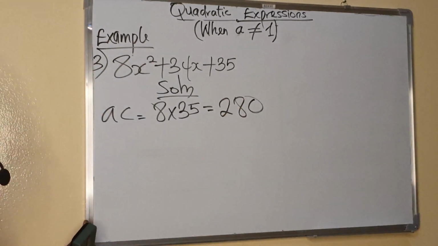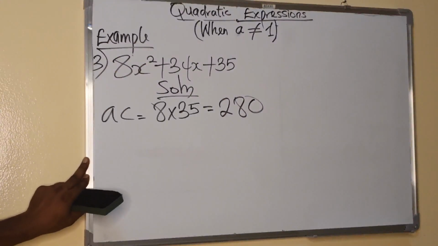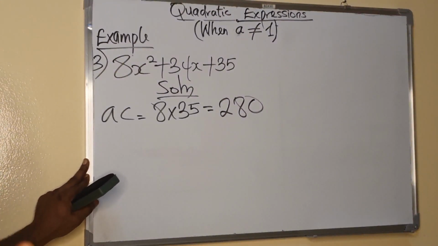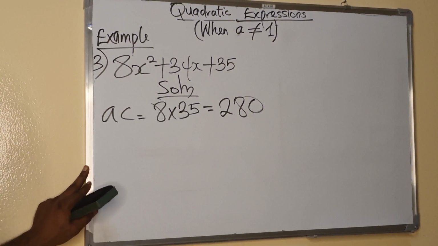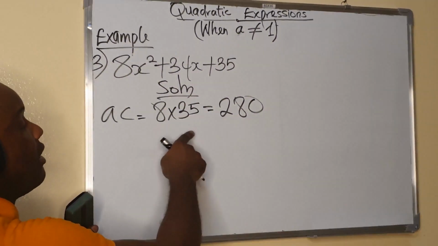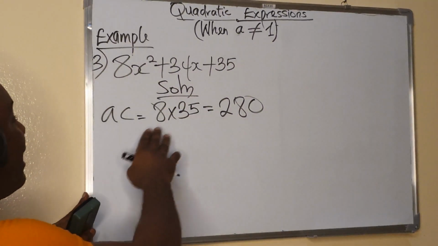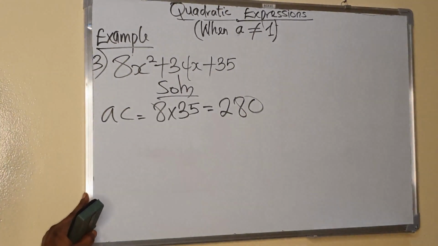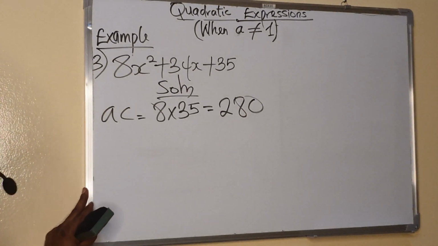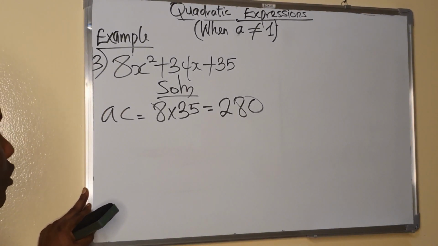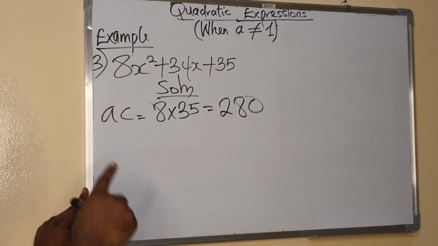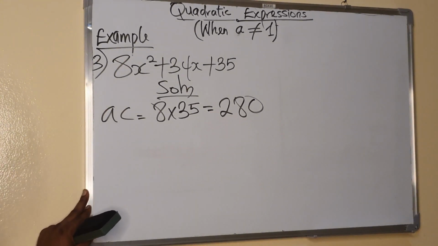280. That is what AC gives us. So all we need to do this time around is to think of two different numbers that when multiplied together give you 280. But the same 8 and 35 can't do that because 8 add 35 is not going to give us 34. But what about numbers like 20 and 14? Yes, 20 and 14 should be able to work that out because 14 times 10 is 140. 140 times 2 will give you 280. So 20 and 14 should do that.